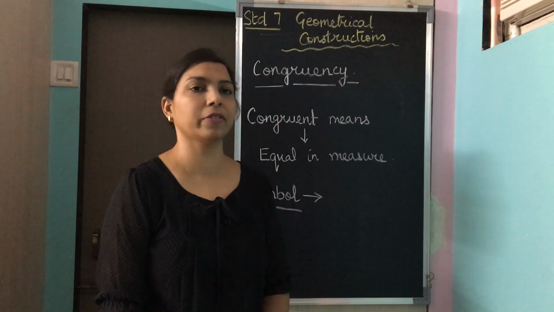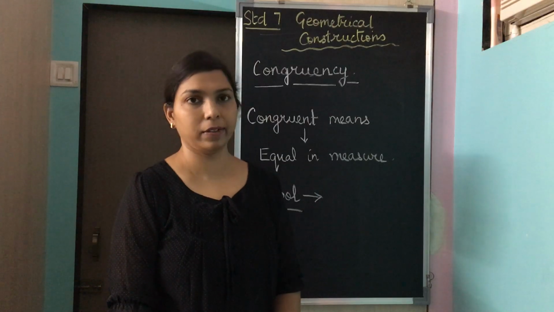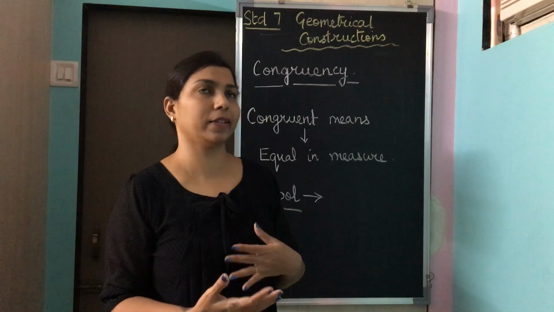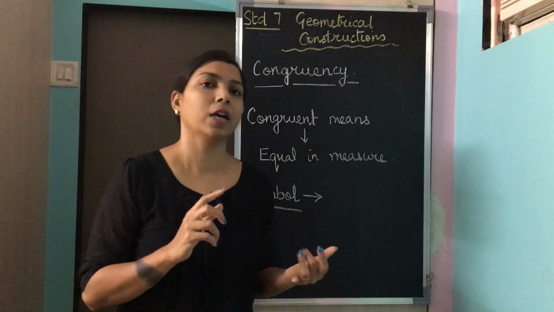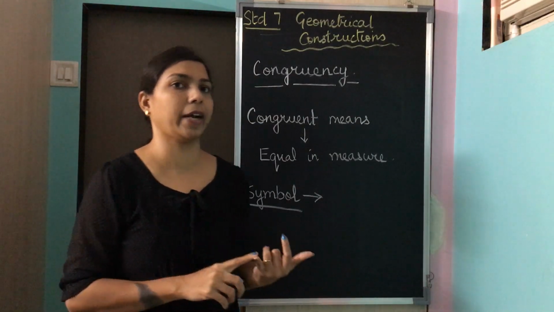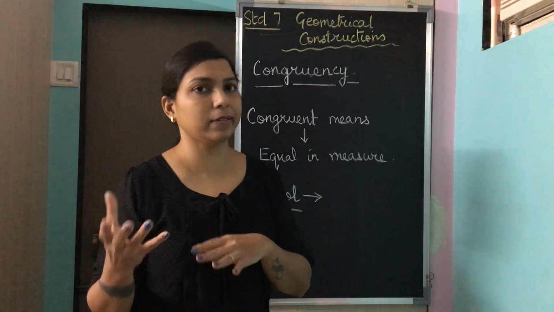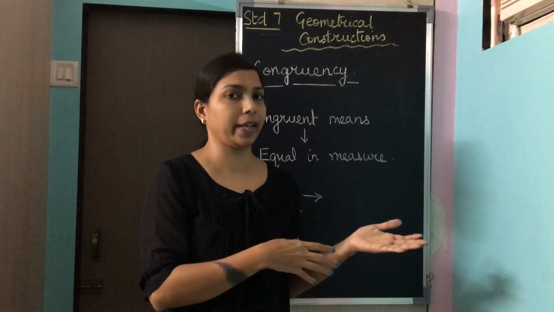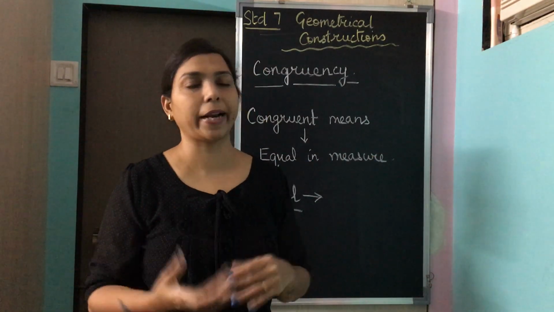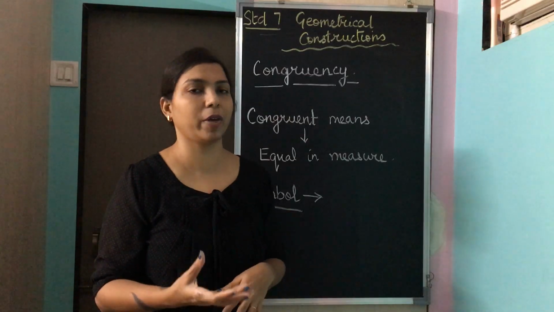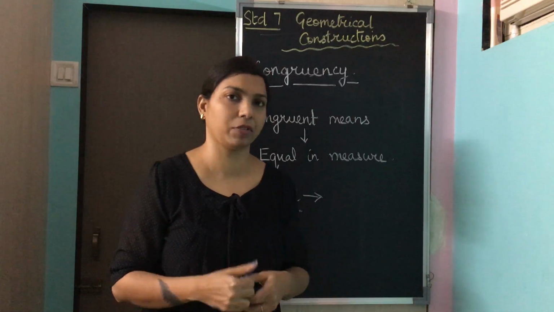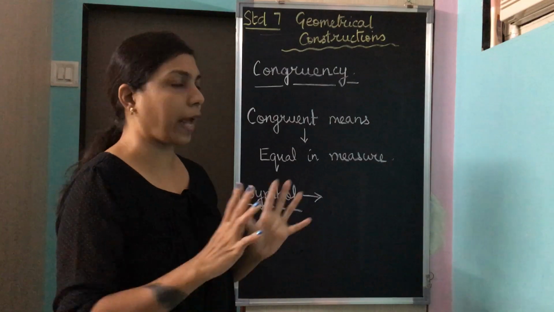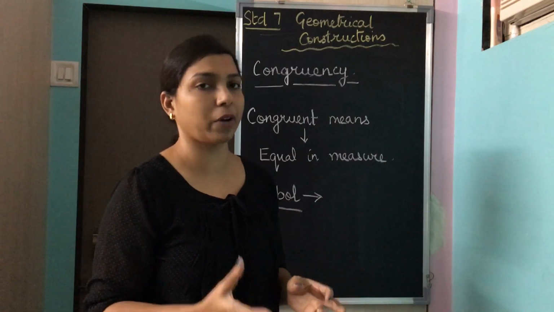In the last class, we learned how to draw triangles. We drew triangles with the help of the measurements given of three sides, or two angles and one side, or two sides and one angle, and we also drew right angle triangles with the help of measurements of the hypotenuse which is given to us. So that was all about construction of triangles.